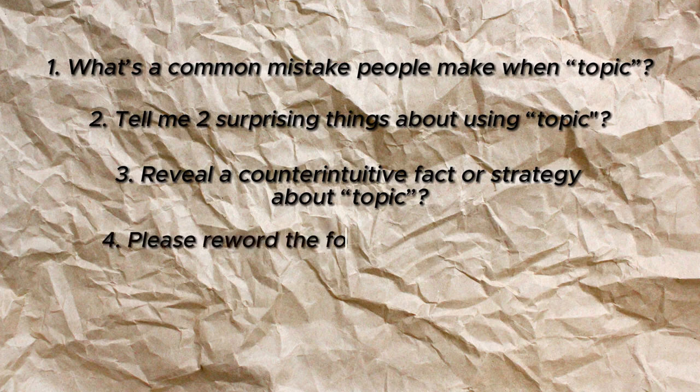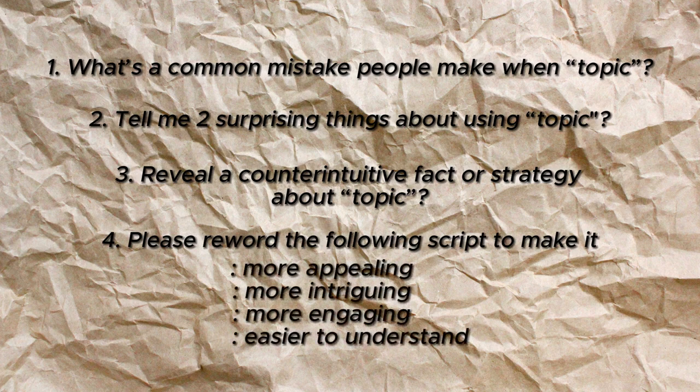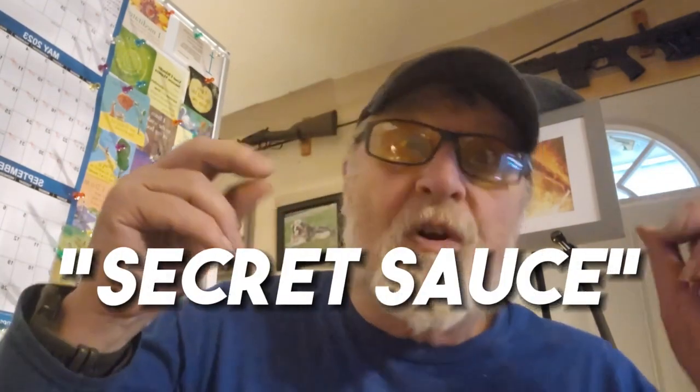Another one would be, "Please reword the following script to make it more appealing, more intriguing, more engaging, easier to understand, more upbeat." So I would do those potentially one at a time. Wouldn't necessarily do all of them, but the point is you can drop in the iterations you have that you think is pretty well refined, and then have the AI tool run through it again and give you some other perspective. I think of these as like secret sauce prompts.